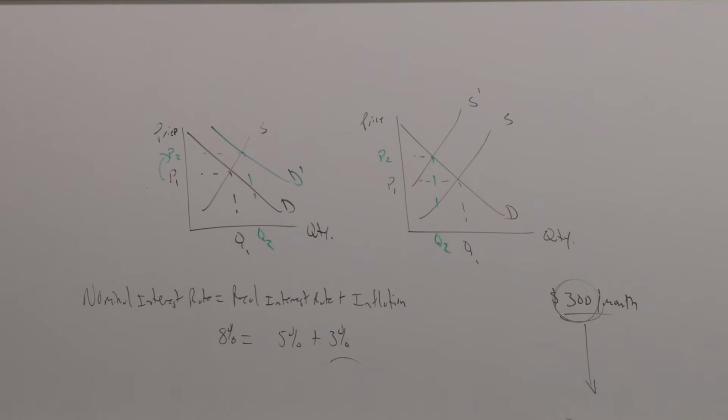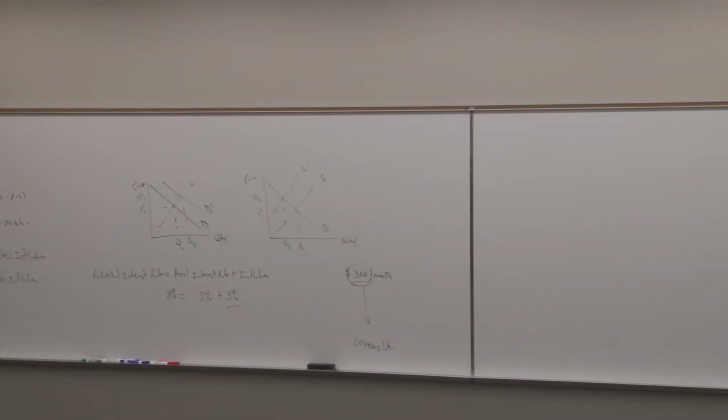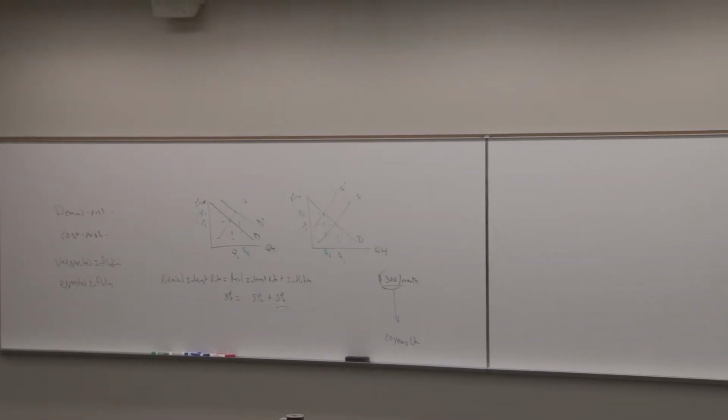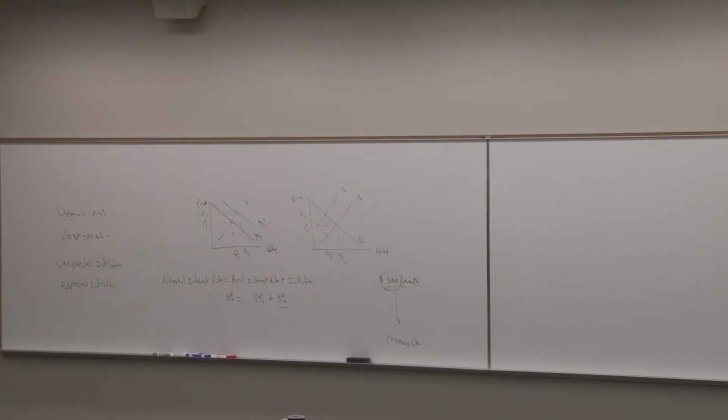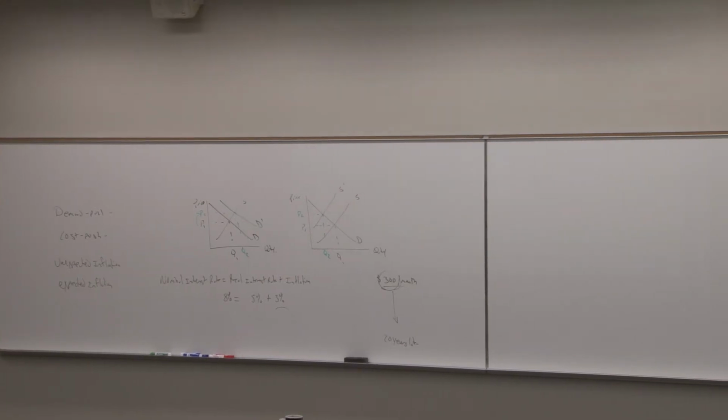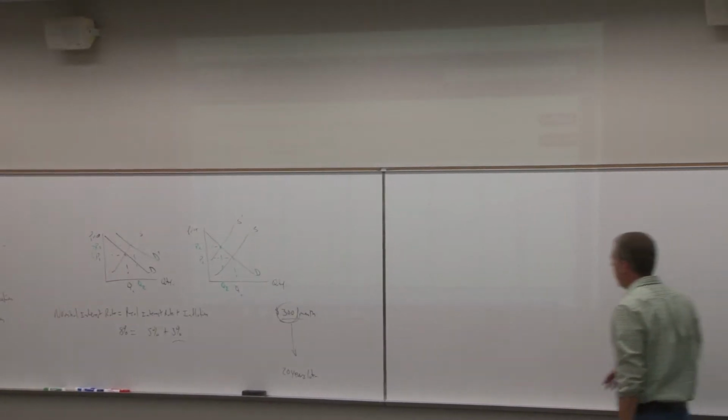Is that clear, or do we need another example? I guess let's look at another example real quick here. So here's our consumer price index for all items. I'm just going to leave the screen up.